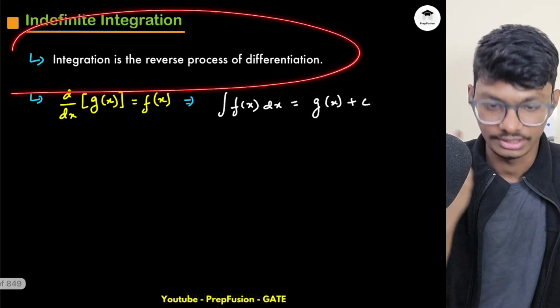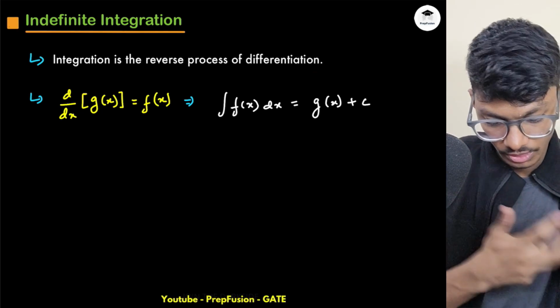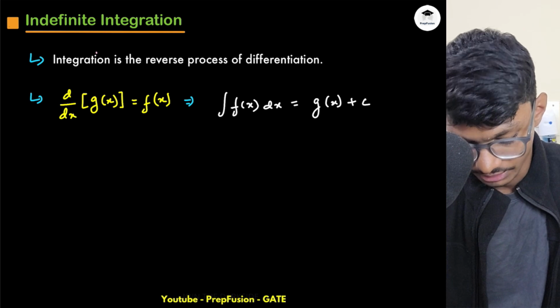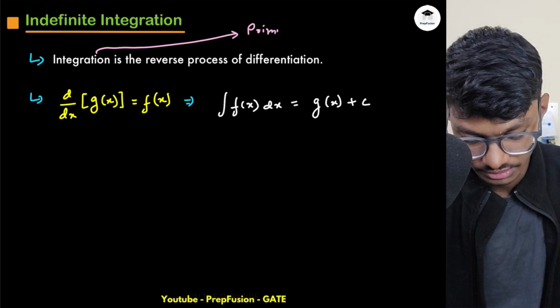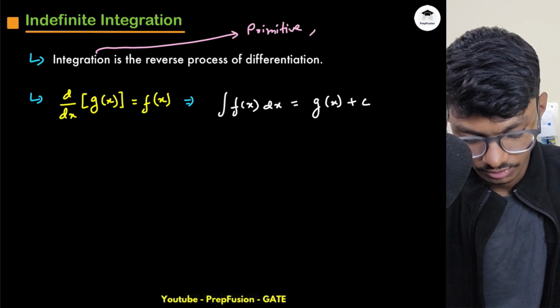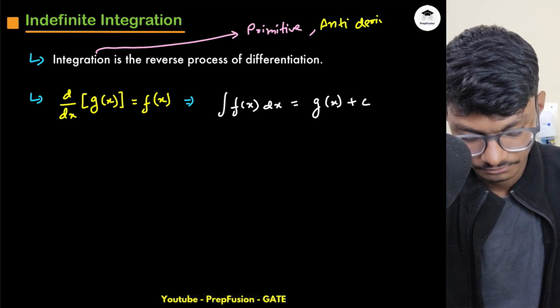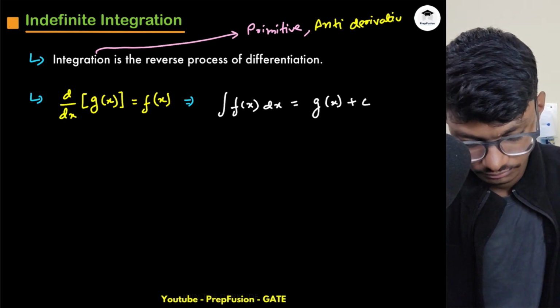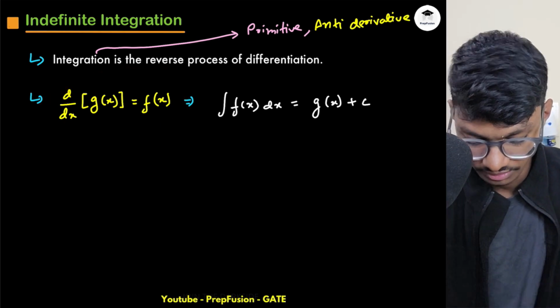So here I have written the definition of integration. Integration is the reverse process of differentiation. This integration is also known as primitive or antiderivative. So I can name this indefinite integration as primitive or antiderivative.